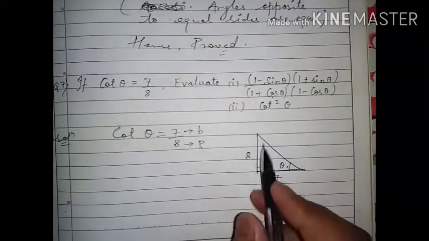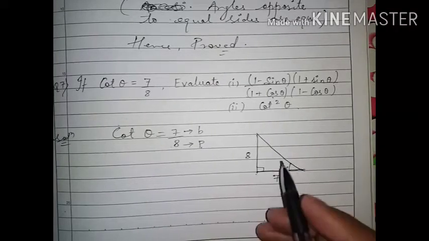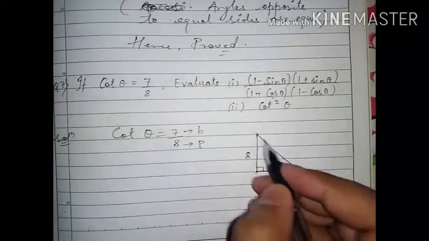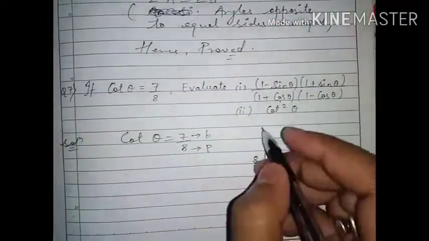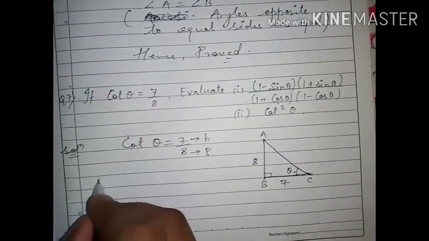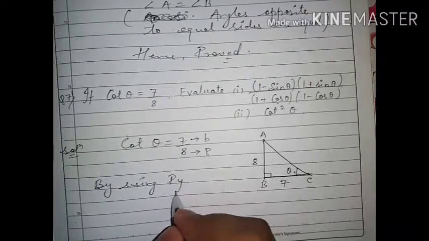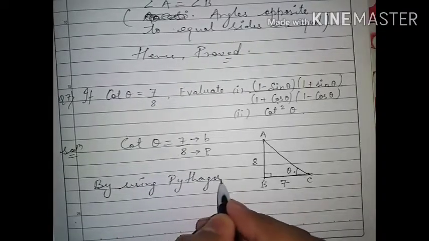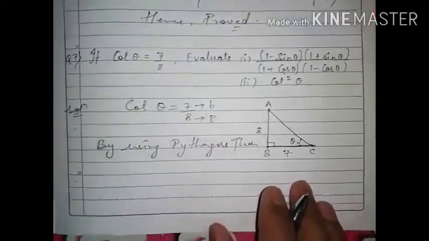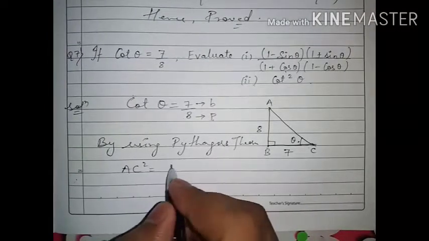Now you are having P and B, so we can easily find out this side. This is the longest side, that is the hypotenuse. So consider it any triangle, suppose it is a triangle ABC. Now using the Pythagoras theorem, find this side AC. So AC square is equal to how much?